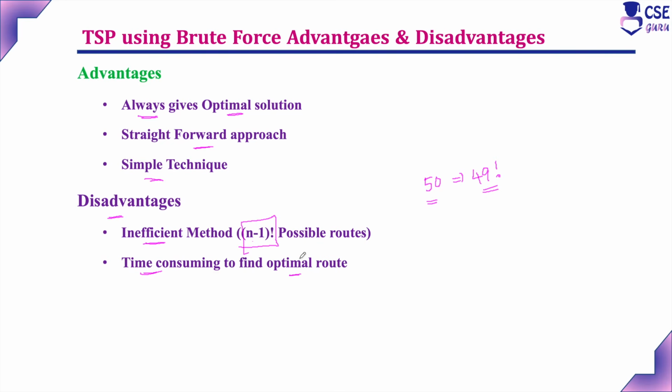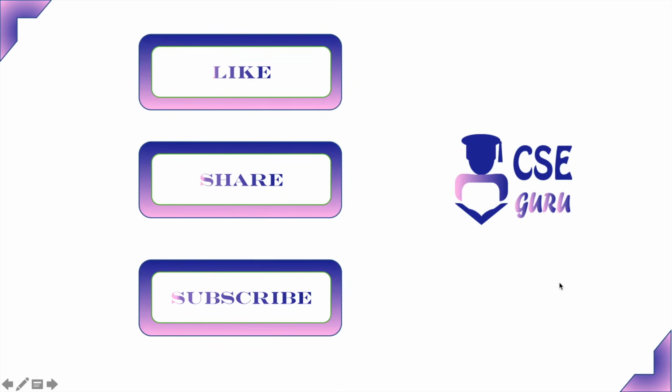If the number of vertices is small, it is possible to compute all the permutations, and for all the permutation routes, we will compute the cost. But if the n value is very large, it is a very time consuming and tedious task to compute the cost. So that is the main disadvantage of the brute force approach. And this technique can be efficiently implemented using the dynamic programming approach, which we will discuss in the next video. Thank you for watching this video.